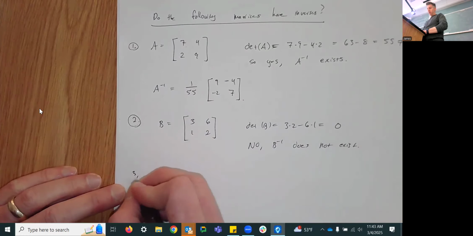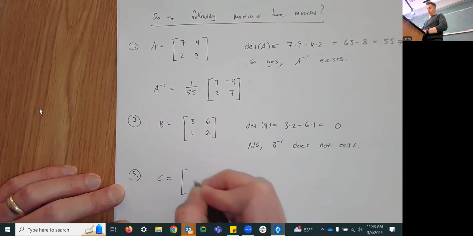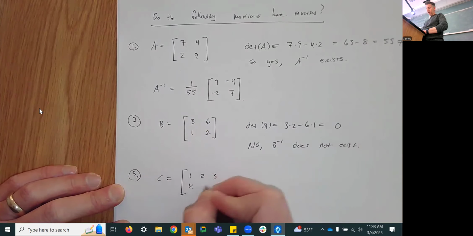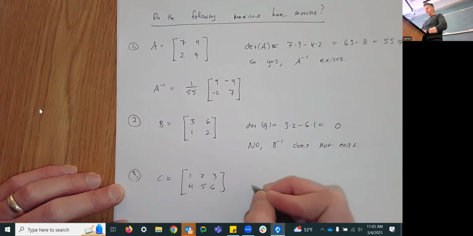Also, this matrix, C equal to 1, 2, 3, 4, 5, 6. Definitely not. Not square.